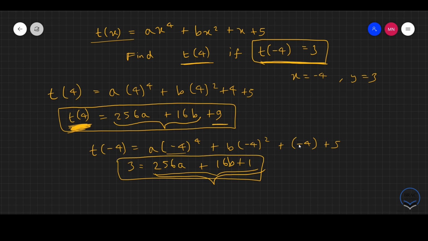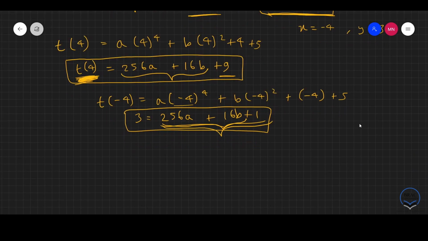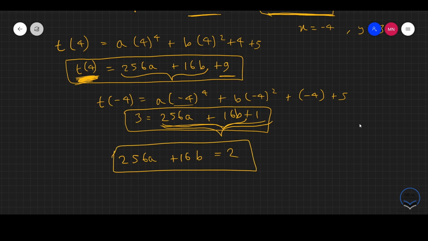Right, so now let's solve this equation for the expression 256a plus 16b. We had 256a plus 16b plus 1 is equal to 3. We can subtract 1 from both sides to give us 256a plus 16b is equal to 3 minus 1, so we have 2. So now we see that 256a plus 16b is equal to 2.